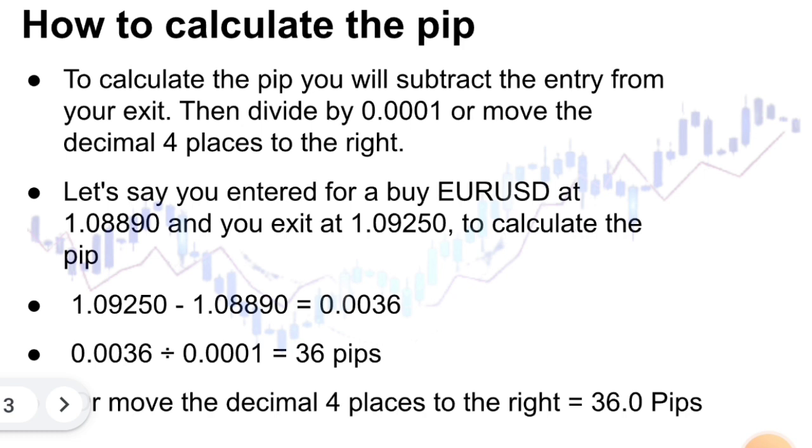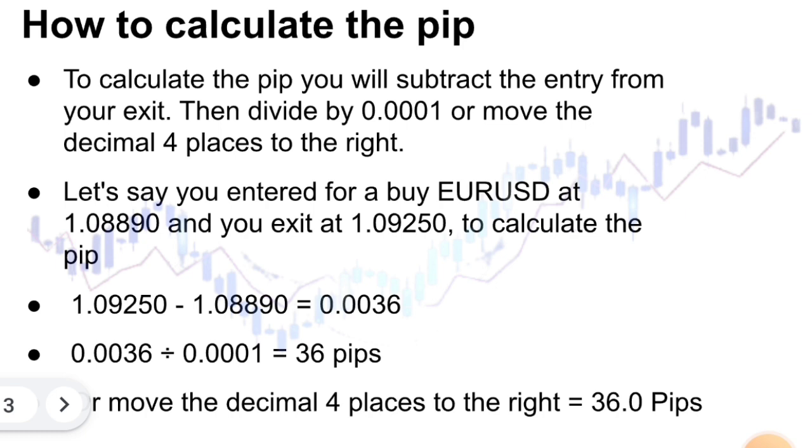So how to calculate the pip? In this video, you're going to understand how to calculate the pip. To calculate the pip, you subtract your entry from your exit, then divide by 0.01 or move the decimal 4 places to the right. So like we said, the pip is the fourth digit after the decimal. We have two options: either we divide by 0.01 or we move the decimal 4 places to the right.